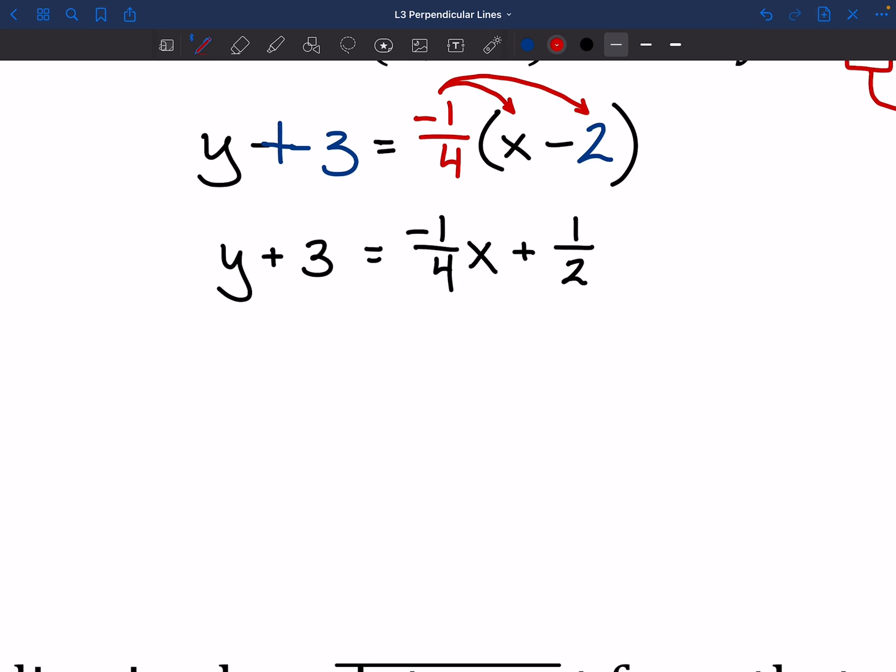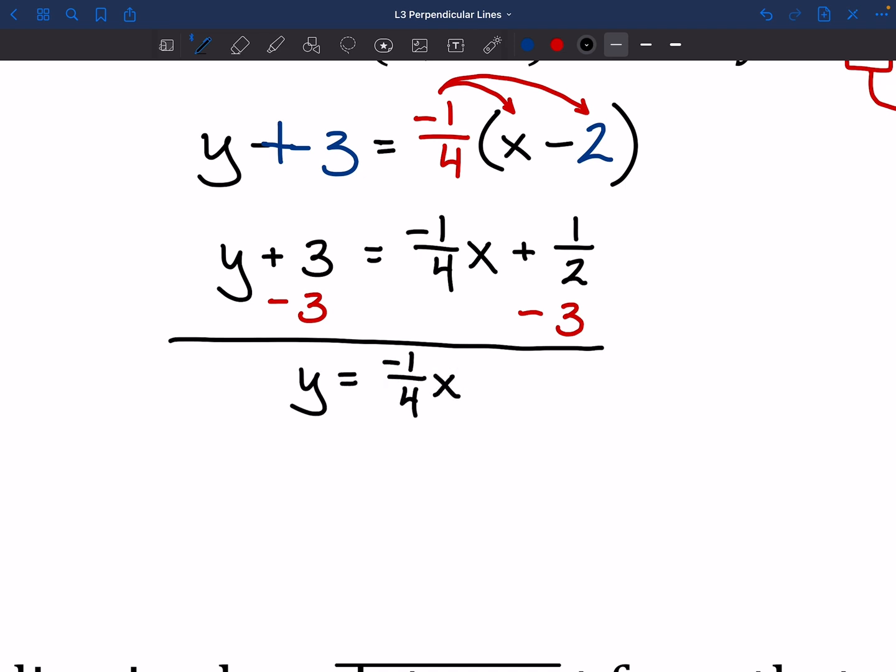To get it by itself, we need to get rid of the 3, which means I'm going to have to subtract 3 on each side. And you might be seeing the next kind of gross thing we're going to have to deal with: these fractions. So we're going to get y equals negative 1/4 x, nothing changing there. But then what's 1/2 minus 3? You might be thinking, oh yeah, well then it's just negative 2.5.